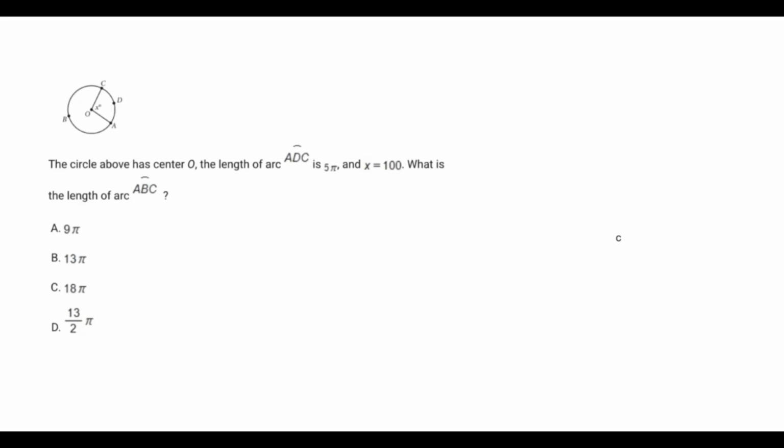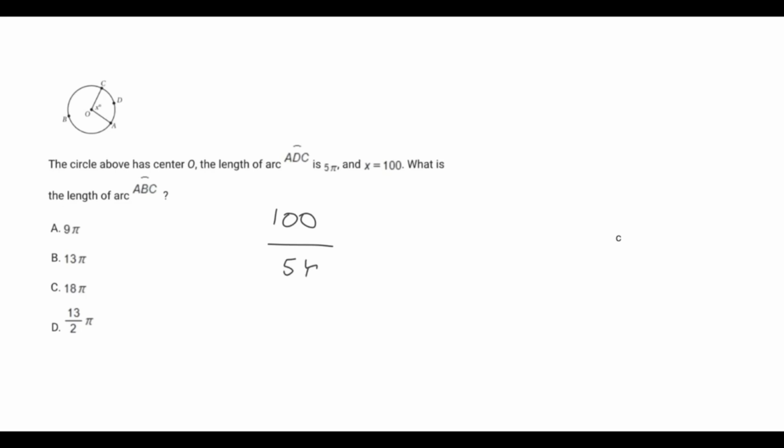And this problem says that the circle above has a center O, the length of arc ADC, the minor arc, is 5 pi, and x equals 100. What is the length of arc ABC? All right, so if we look at this, what we want to do is set up a ratio. The first thing we know is that the angle x corresponds with that arc ADC. So our angle x, we can write this on top, would be 100, and it's corresponding to arc ADC, which has a length of 5 pi.